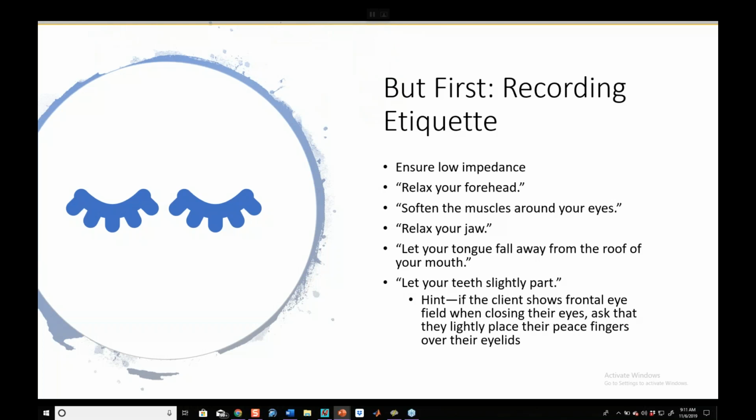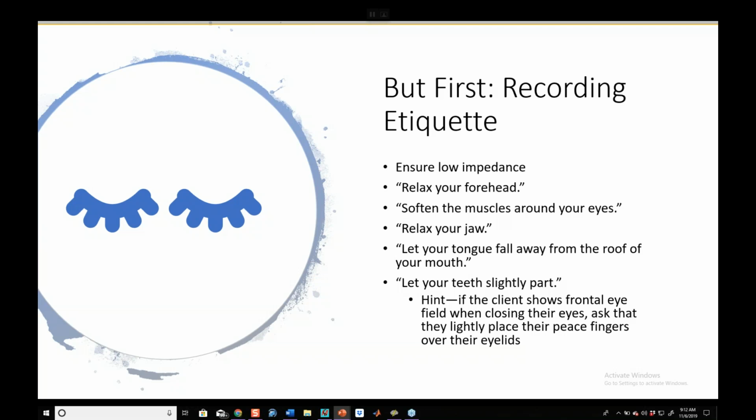You all know this, but recording etiquette. When we acquire an EEG, I recommend that you have a script that is rote and something that you say every time to everyone, regardless if it's their first session or their 100th session. People like consistency and they like to know what to expect. My script is, go ahead and relax the muscles around your eyes, relax your forehead, allow your tongue to slide away from the roof of your mouth, and allow your teeth to slightly part. You're going to have some version of that.